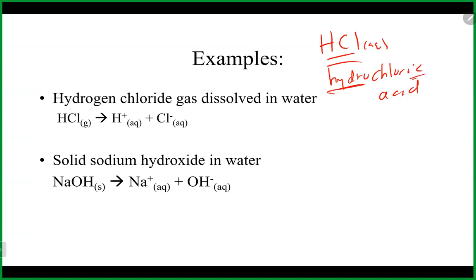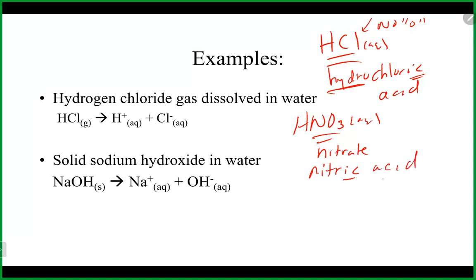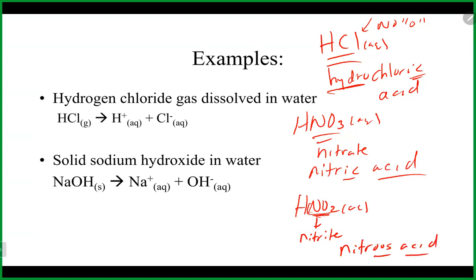Again, hydro and ic because no oxygen, as opposed to HNO3. That is nitrate, which means this is nitric acid, ic acid. Or HNO2. That is nitrite. And that means that this is nitrous acid, ous acid. A reminder that, again, hydro is only for ones with no oxygen. So those are the only ones that have it.